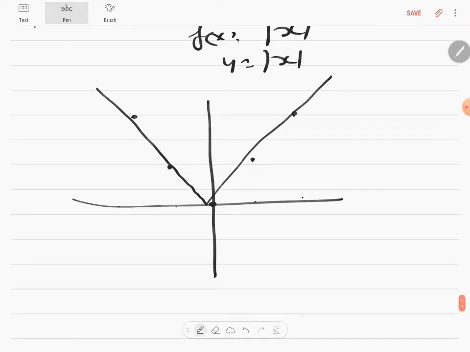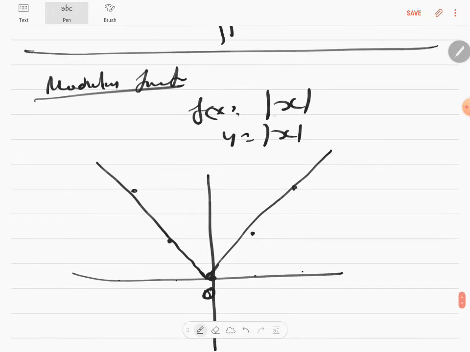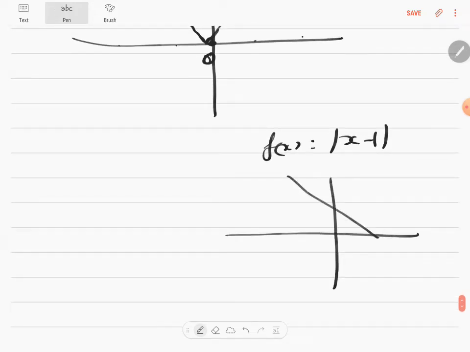You can also write modulus this way. Why is this at 0? The V shape is at 0 because it's mod of x. If it's mod of x minus 1, the V shape will be at 1, because the y value will get to 0 when x is equal to 1. Are you clear? Yes, ma'am. So something like that is known as modulus function.